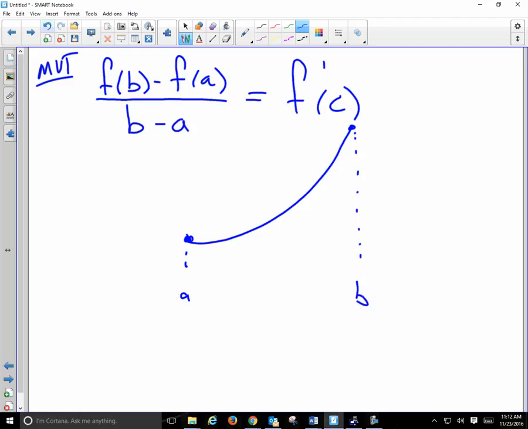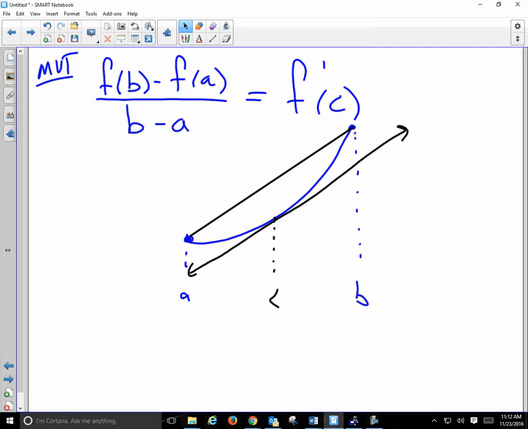and if you were to draw a line or a segment that represents the average rate of change over that given interval, then there is some point c in the interval ab such that the line tangent has the same slope as that segment. So that's the mean value theorem.